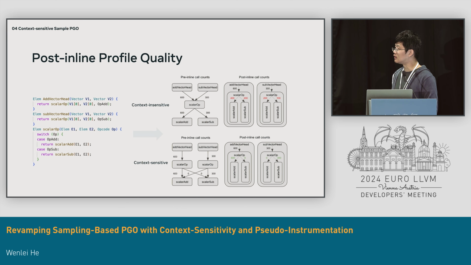The conventional way of getting a context-sensitive profile, or having better post-inline profile quality, is just to do another round of profiling, either through a post-link optimizer like BOLT, or in LLVM, there is a two-stage instrumentation PGO implementation called CSPGO. But these things are not easy to operate at data center scale because you now need another round of synchronized profiling.